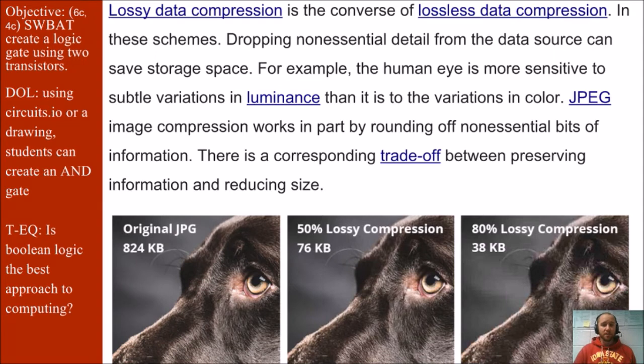JPEG image compression works in part by rounding off non-essential bits of information, and there is a corresponding trade-off between preserving information and reducing its size. I always think it's funny in those crime shows when they say zoom in more and more on a video that was recorded or a picture that was taken. There's a complete limit to that. You just can't have a computer magically create something that's not there to zoom in on.